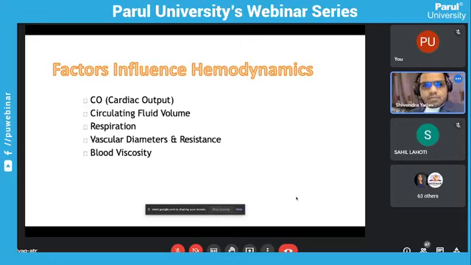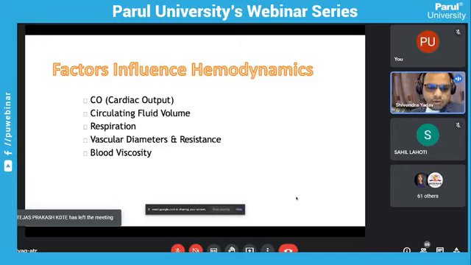Then respiration. On the table, many patients are comfortable, but a lot of patients are not. So they breathe heavily, they are nervous, and this will give you some sort of respiratory variation. With inspiration and expiration, you will see a difference of at least 5 to 10 mmHg in their systolic pressure. Okay. Then there is vascular diameter and resistance.